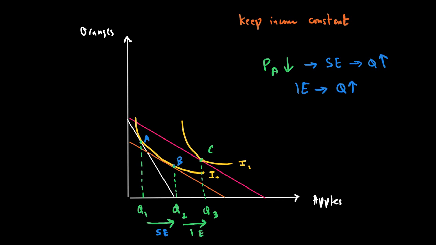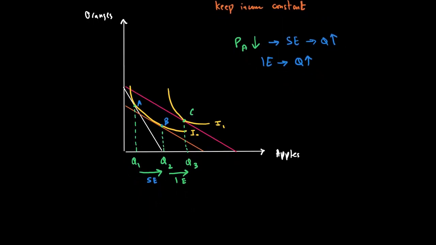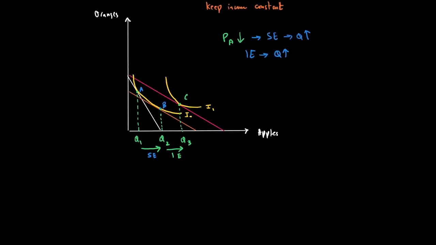So your substitution effect says when the price goes down, you buy more of that good because the good is becoming cheaper, and even the income effect is saying that because price has gone down, your real income has gone up, you should buy more of that good. How do we use this knowledge to make a demand curve?